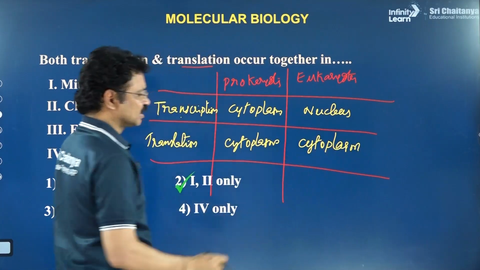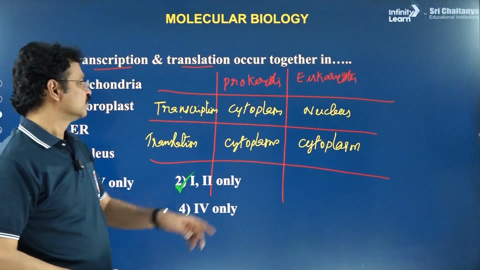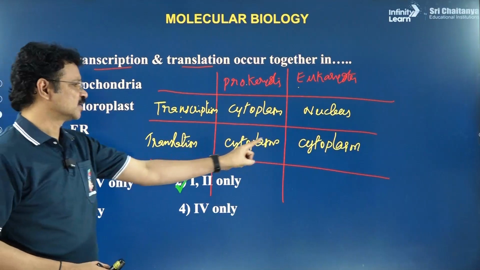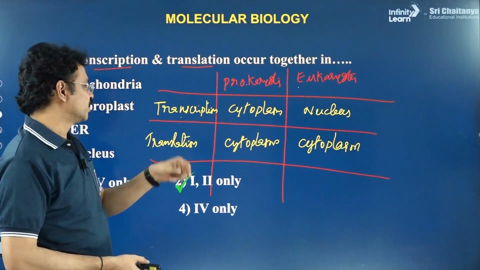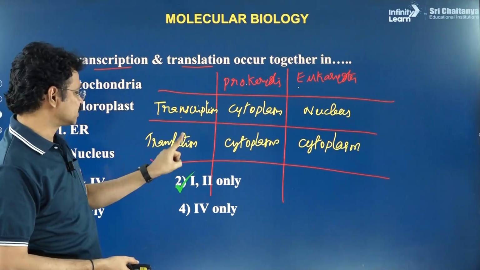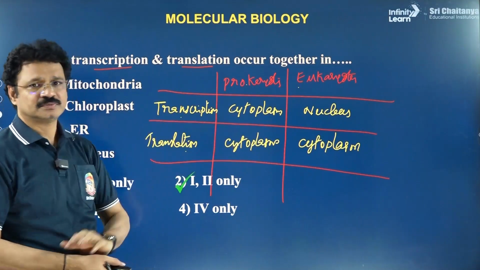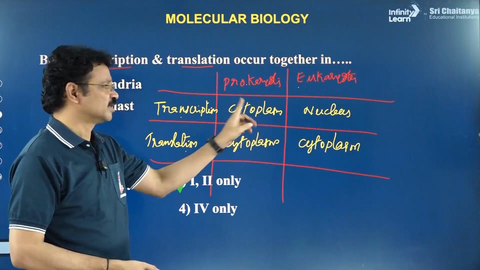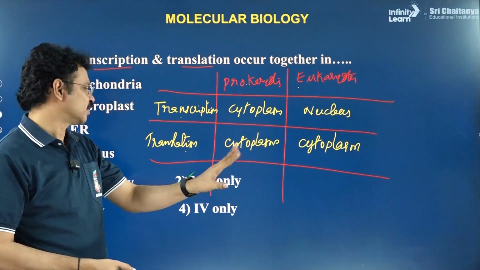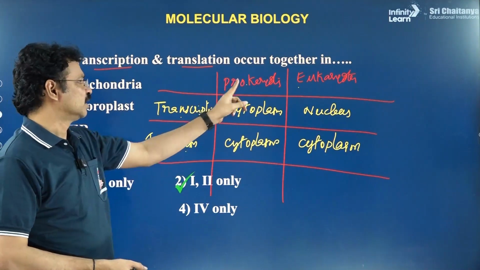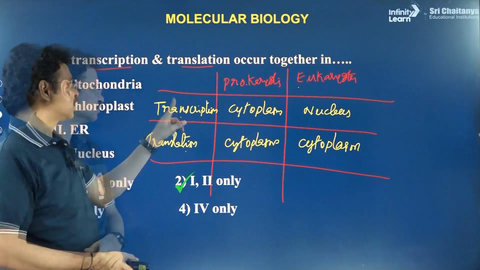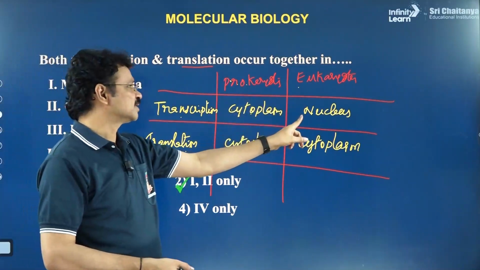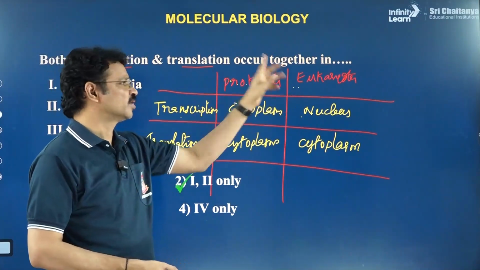From this table, we can construct one statement here. In both prokaryotes and eukaryotes, translation occurs in the cytoplasm. In prokaryotes, both events, transcription and translation, occur in the cytoplasm. Or we can make one more statement. Observe here, the cytoplasm is the site for translation in both prokaryotes and eukaryotes. Transcription in eukaryotes does not occur in the cytoplasm. Only the nucleus is the site for transcription in eukaryotes.